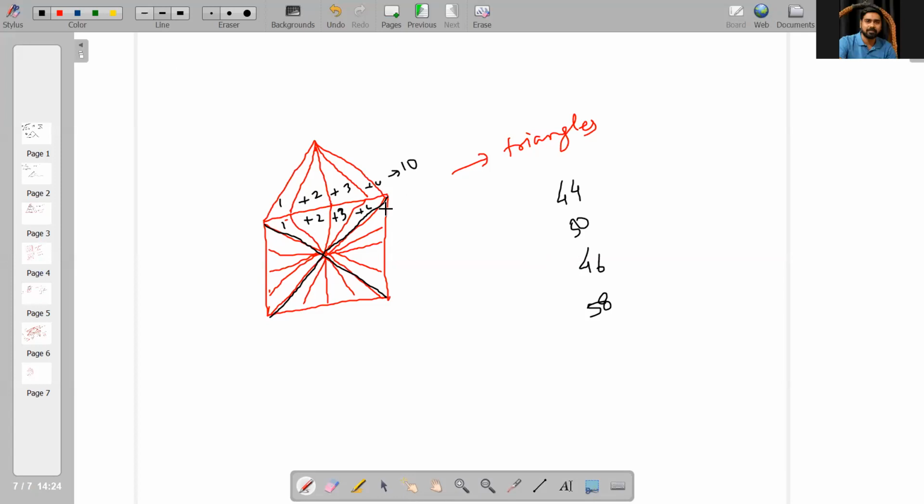Plus 3 and plus 4. 10. Similarly, you get 10 from this as well, 10 from this as well, 10 from this as well.